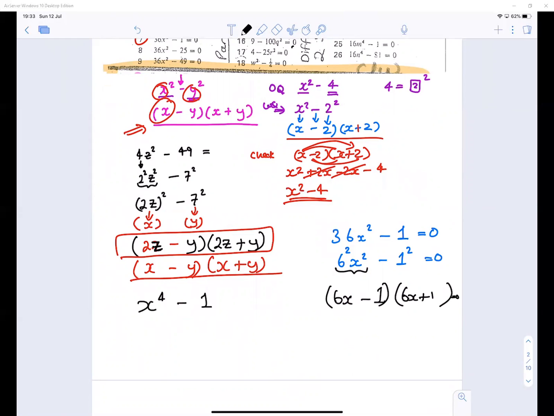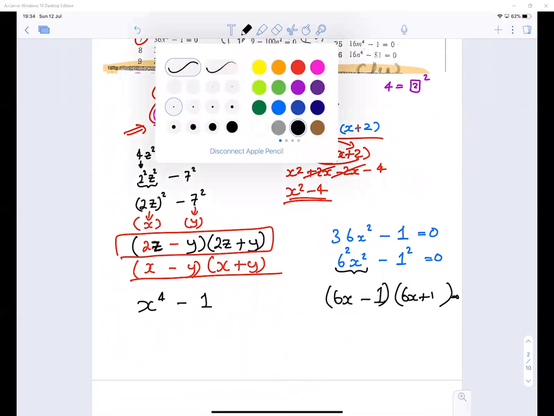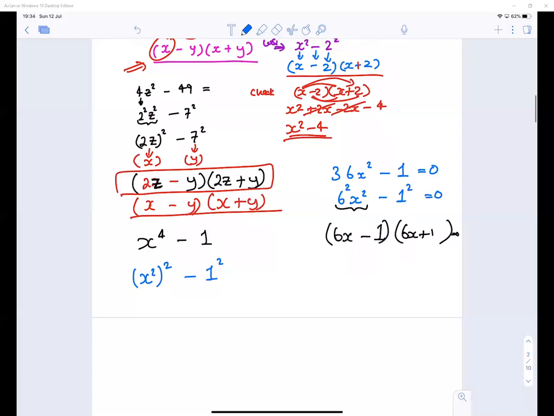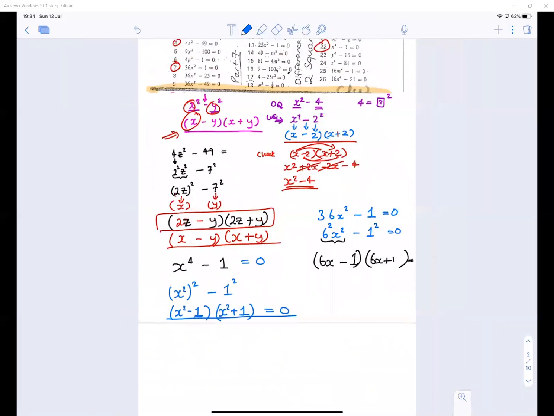Off you go. So what is this one? Is it x squared? And the rest of it? Yeah, minus 1. It's x squared, all squared, minus 1 squared. Yeah, so what goes into the brackets now? Is it x squared? x squared minus 1, and then x squared add 1. Done? Equals 0. There you go.